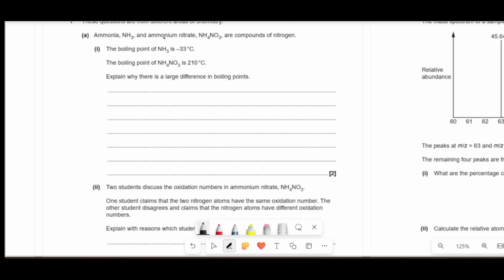Ammonia, NH3, and ammonium nitrate, NH4NO3, are compounds of nitrogen. The boiling point of NH3 is minus 33. The boiling point of NH4NO3 is 210 degrees. Explain why there is a large difference in the boiling points. So number one is to say what each of these things are.